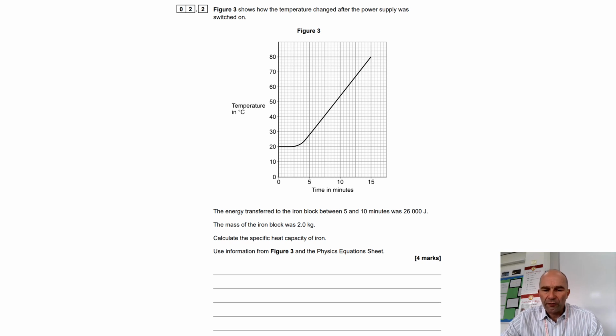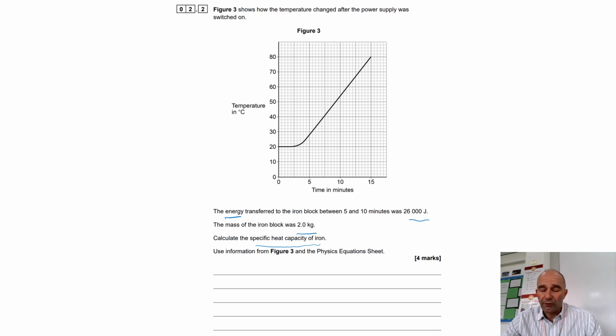Now below we've got a graph that shows how the temperature changed after the power supply was switched on. The energy transferred to the iron block between 5 and 10 minutes was 26,000 joules. So we've got a value for energy, so I'll highlight that. We've got a mass of 2 kilograms. We've got to work out the specific heat capacity of the iron. Use the information from the graph and the physics equations sheet.